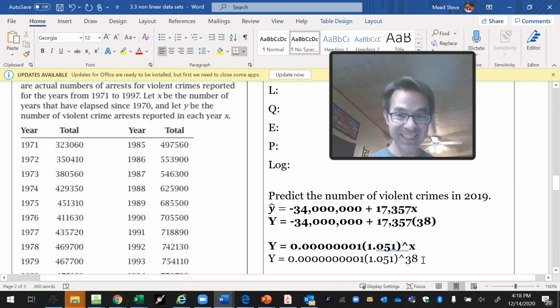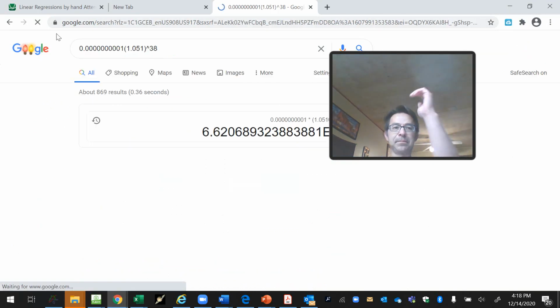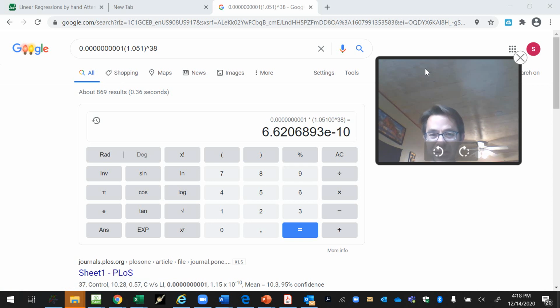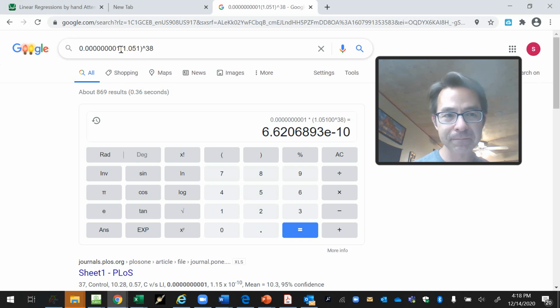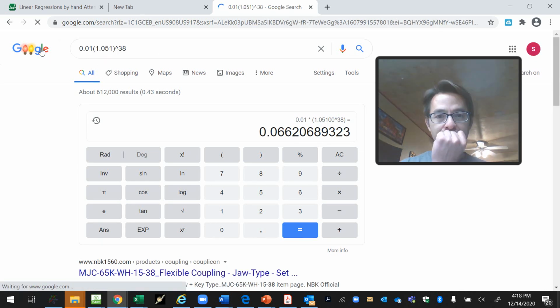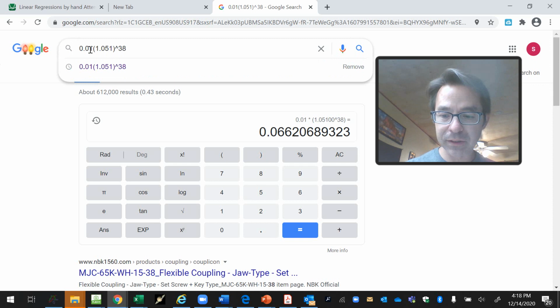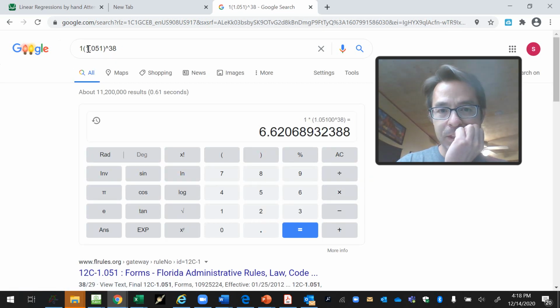Control Z. I have a bad feeling. I have a bad feeling. It's like Star Wars. I have a bad feeling about this. What the? There's that E again. So that one didn't work either. Let's try a not so small A value. That is still, you can't have 0.066 violent crimes. Try this. Nope. Let me try 1. Nope. 6.62.